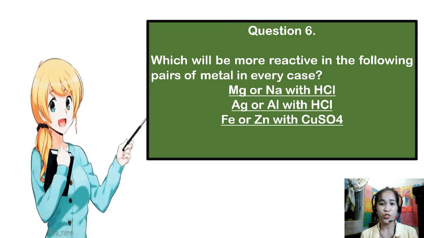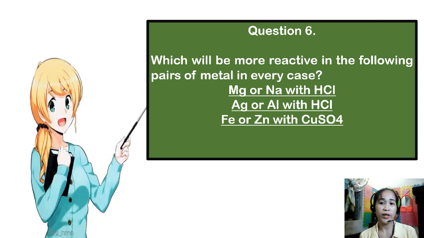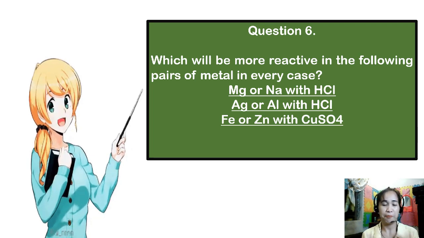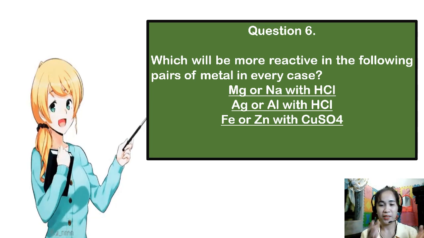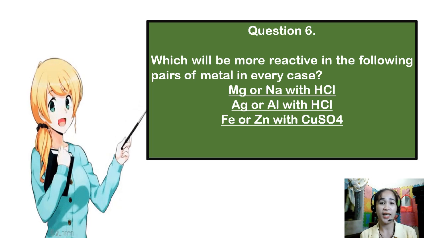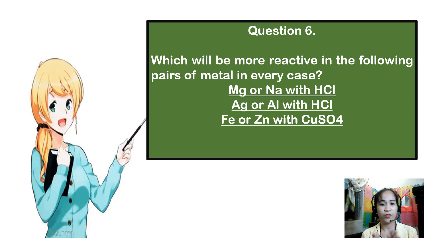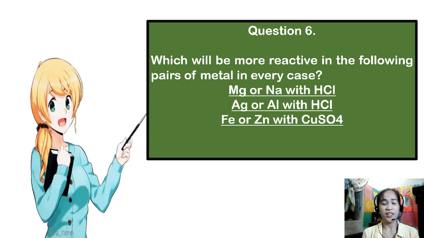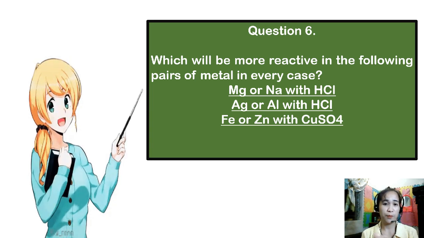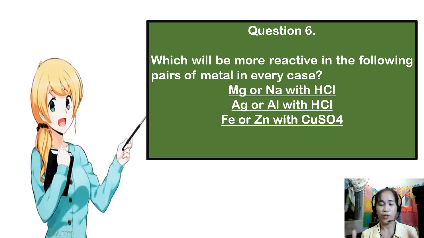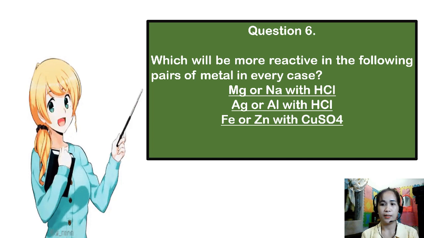And for question number 6, which will be more reactive in the following pairs of metals in every case? First, magnesium or sodium with hydrochloric acid. Second, silver or aluminum with hydrochloric acid. Next, iron or zinc with copper sulfate. So try to choose which will be more reactive in the following pairs of metals.